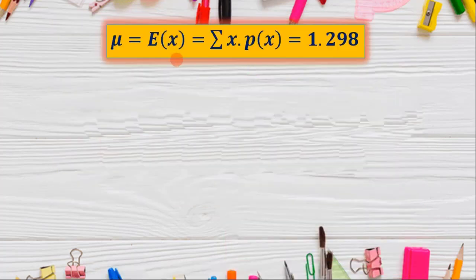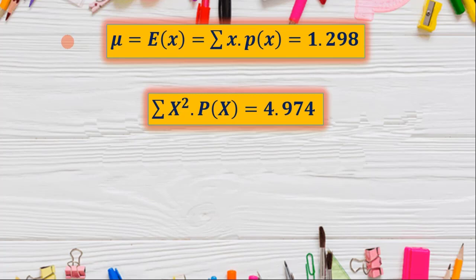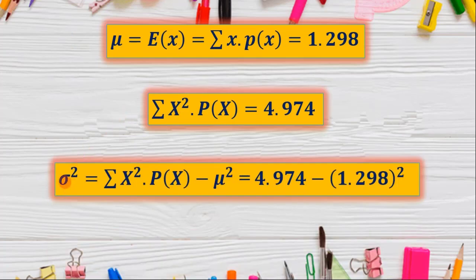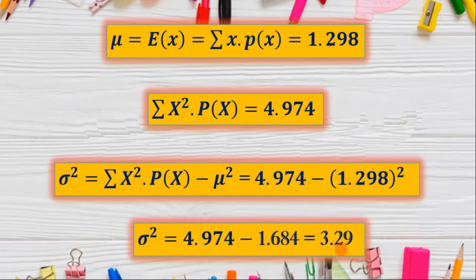Next is to have the summary of what we had computed already. Then sigma squared is the variance given the formula summation of x squared times P of x minus mu squared. That is 4.974 minus 1.298 squared. So you have to square this first, and then once you get the square, you subtract it from 4.974. So let's do that here. And it's going to be 3.29.